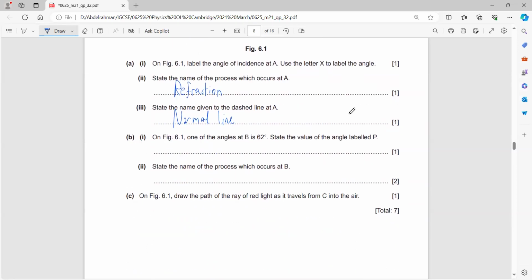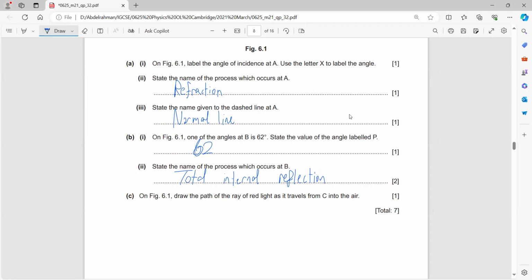Why is it 62? Because they are equal, alternate angles, due to total internal reflection. Can someone tell me why the total internal reflection occurred? The angle of incidence is greater than the critical angle. Correct.